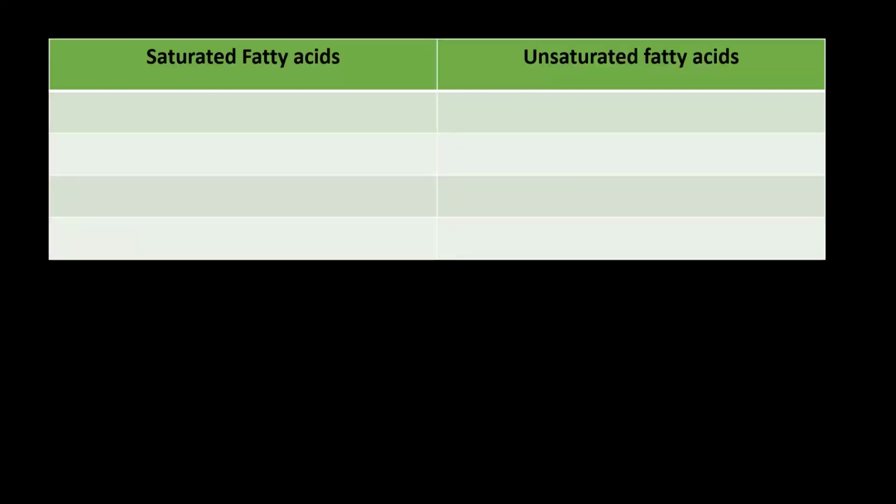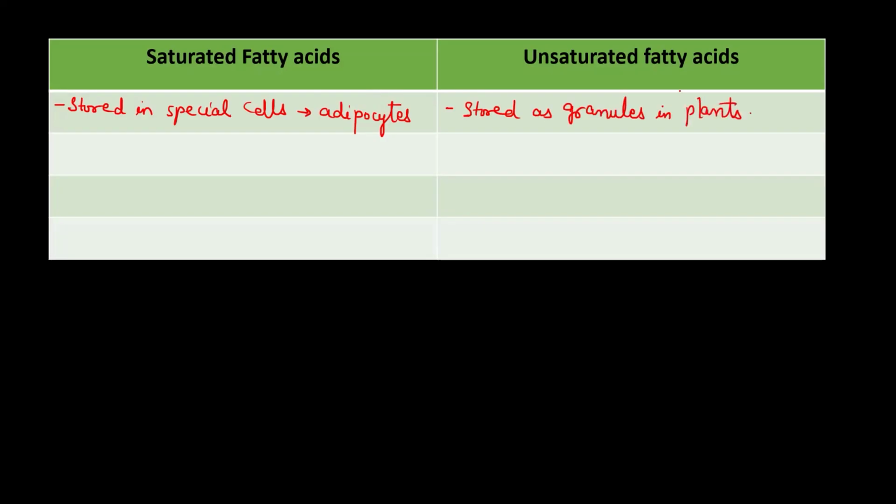Apart from this, there are certain other differences between unsaturated and saturated fatty acids. The saturated fatty acids in animals are stored in special cells, and these cells are called adipocytes. While the unsaturated fatty acids are stored as granules in plants.